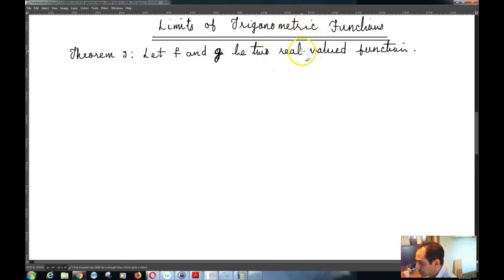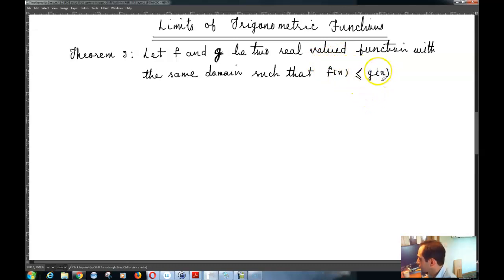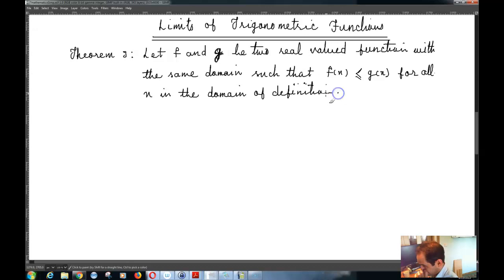So let f and g be two real valued functions with the same domain, such that f of x is less than or equal to g of x for all x in the domain of definition.